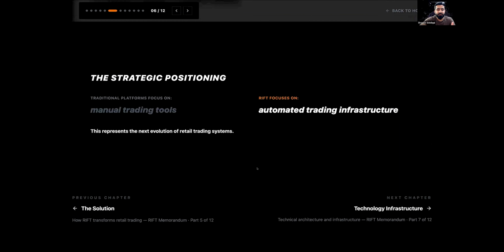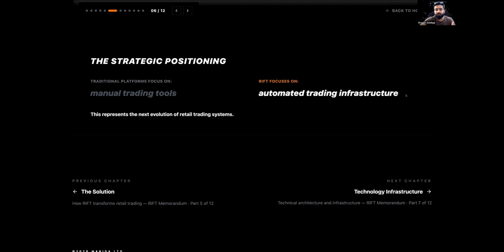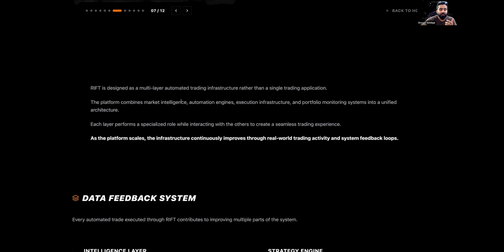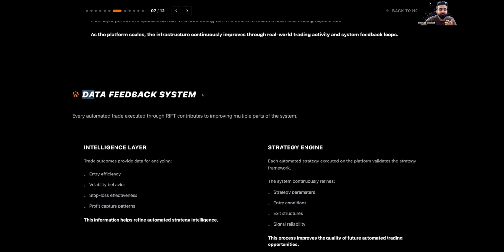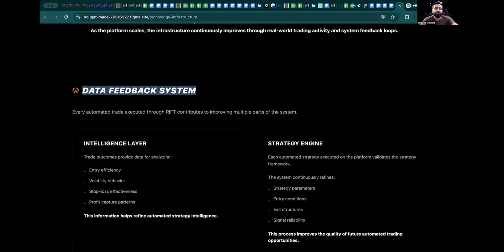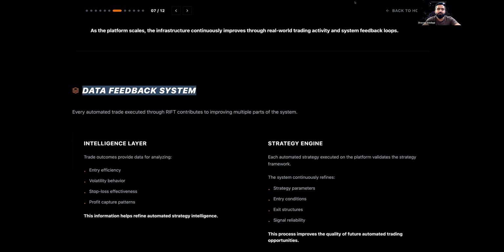Then there is the strategic positioning with automated trading infrastructure, which we are not going to talk about too much today. Once the basic technology layer goes live, then we will talk about the automated trading engine. This is the data feedback system. And don't worry, once I finish the explanation, I'm going to share the white paper with you.